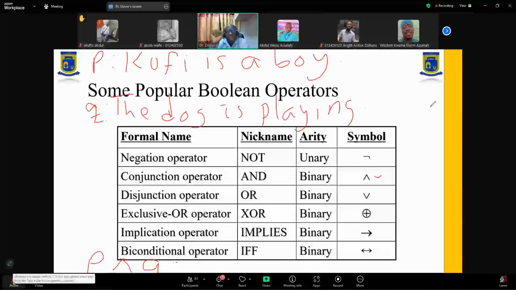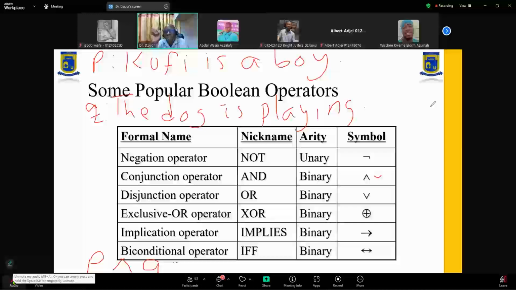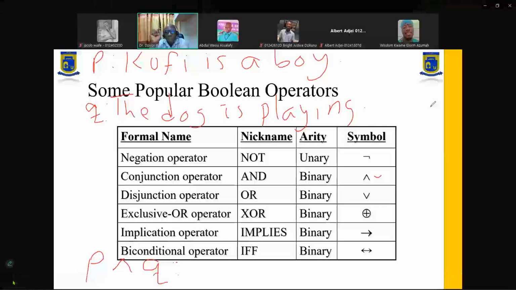Now the next operator is called the disjunction operator, or OR operator. This OR operator is called inclusive OR. So if I write P disjunction Q, another lady in the class will tell me what that could mean in simple English.